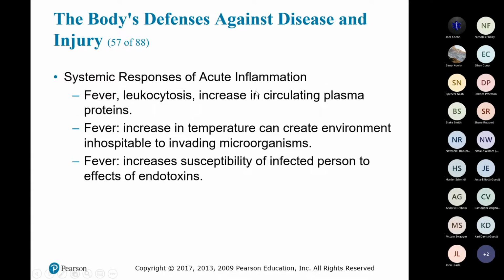All right, systemic responses of acute inflammation. Remember, this is the short term. When we talk about acute, we're not talking about chronic at that point. So initially, we get a fever, an increase in circulated plasma proteins. It's looking to fight something at that point, right? Why do we spike a fever? Does anybody know? There's a certain chemical that actually causes fevers within our bodies. Anybody know what that chemical is called by chance?